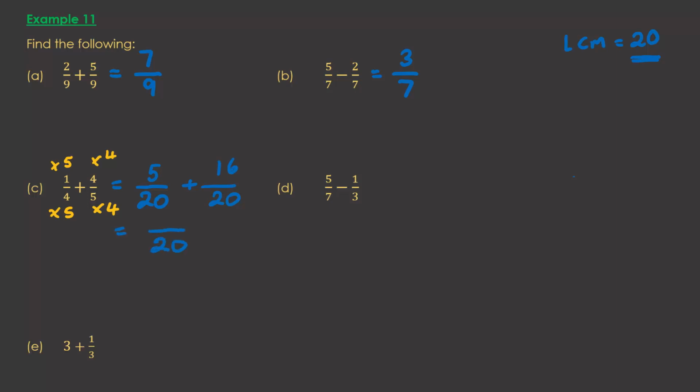Keep the same denominator, add the numerators, so it's 21 over 20, which is 1 and 1/20th if we need to change it back to a mixed number. So depending on the situation, either of these might be accepted as a full answer.